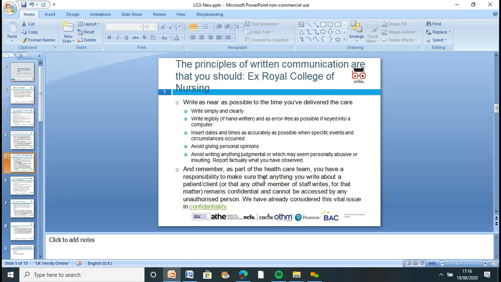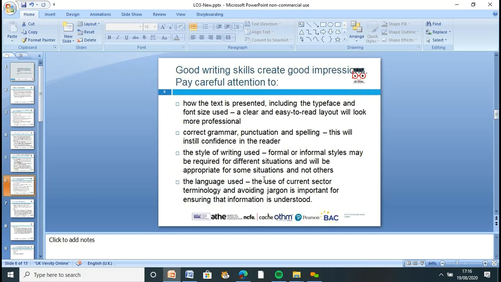Don't give personal opinions and don't give any judgments or be abusive or insulting towards your patient or client or the relative. You also need to remember that as part of a healthcare team, you have the responsibility to make sure that anything you write about a patient or client, or that any other staff member writes, is confidential, that it's not passed on while you're sitting at lunchtime saying, oh, do you know this patient A, they always do this, I had to clean this, or I had to do that. Keep it as confidential as possible.